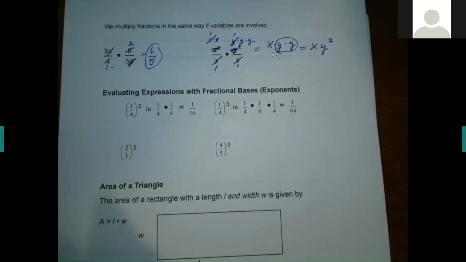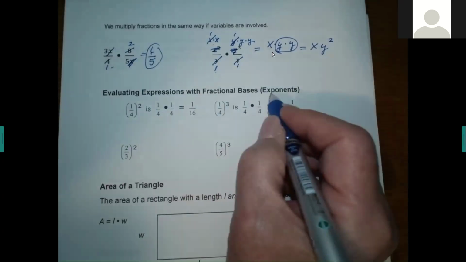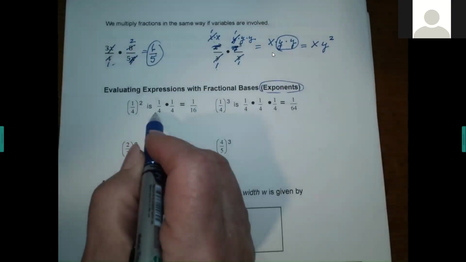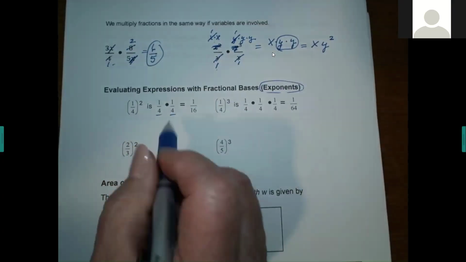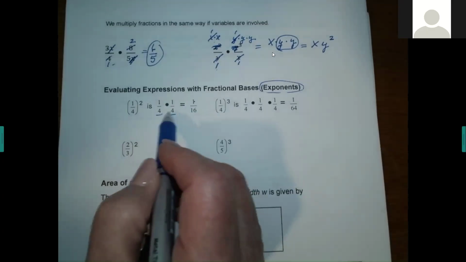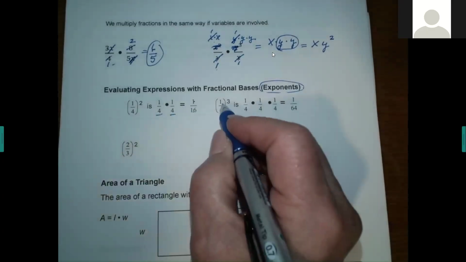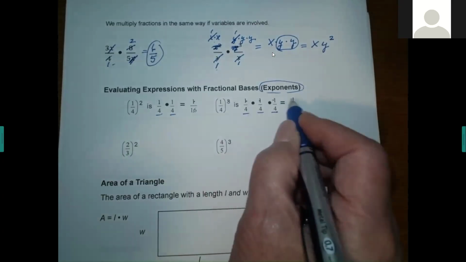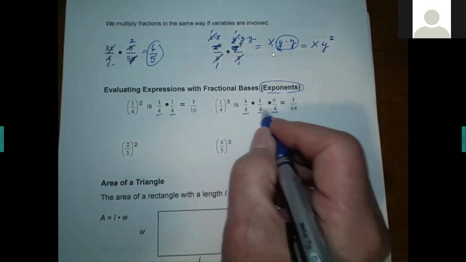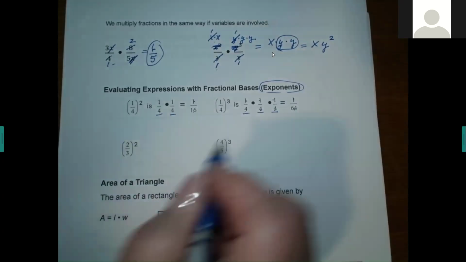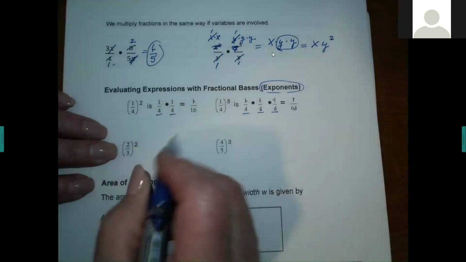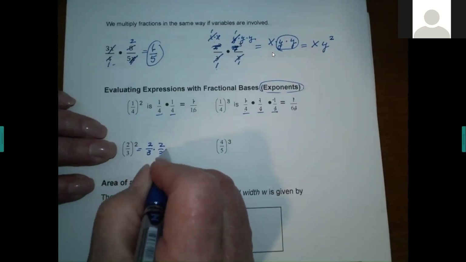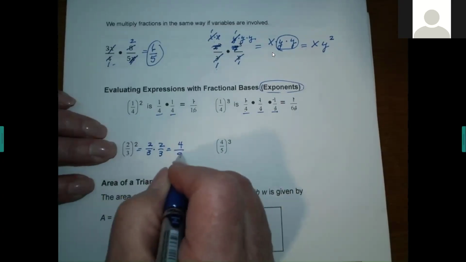When we work with fractions and they have exponents, they're the same thing. 1/4 squared would be 1/4 used as a factor twice. Multiply the numerators, multiply the denominators. 1/4 cubed would be using 1/4 as a factor 3 times. So 1 times 1 times 1 is 1. 4 times 4 is 16 times 4 is 64. 2/3 squared would be 2/3 times 2/3, or 4/9.